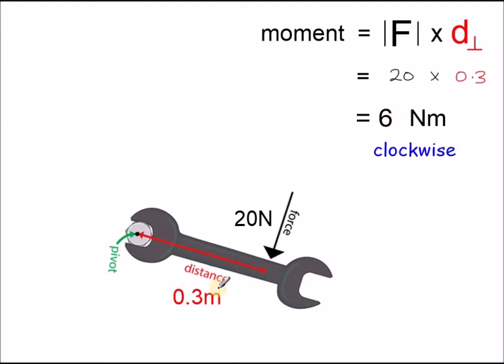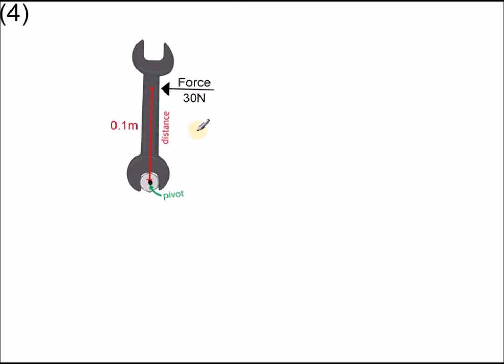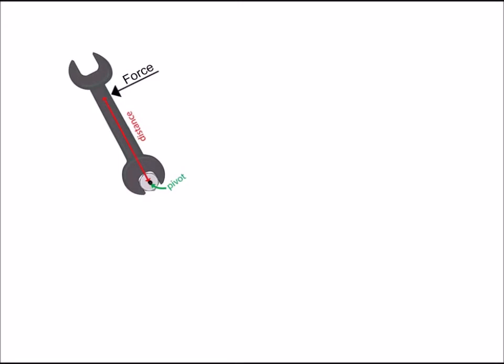So this turning effect due to the force is called the moment, and the strength of the moment depends on the force and the distance. In this example, this 30 Newton force will cause the spanner to move in an anti-clockwise manner, like so.